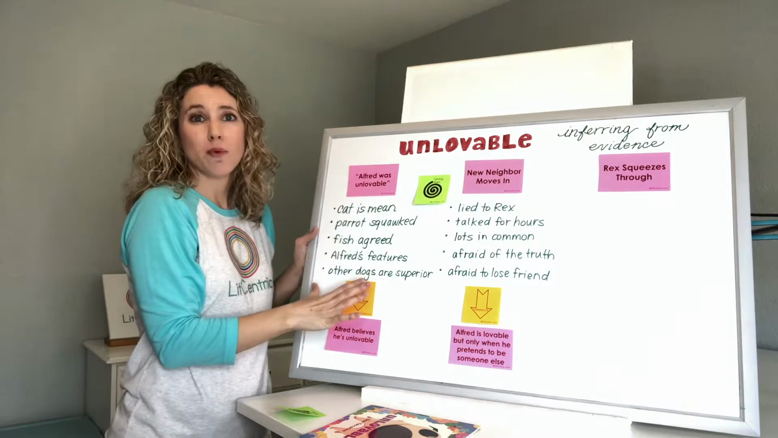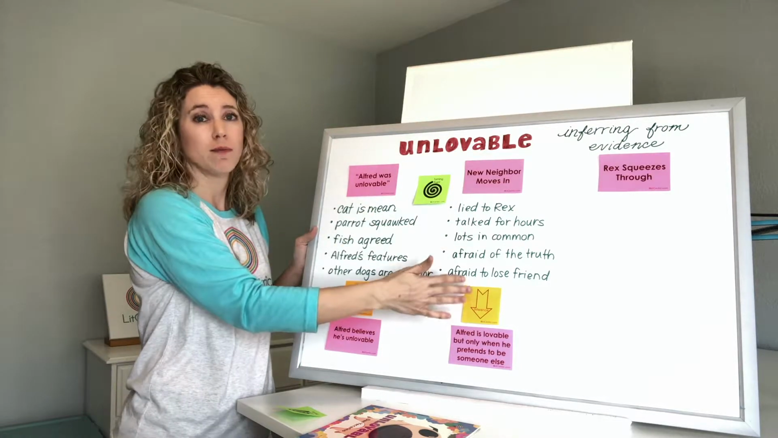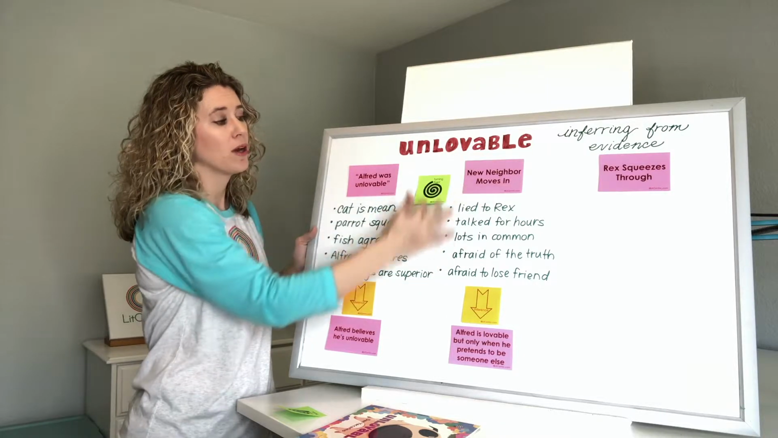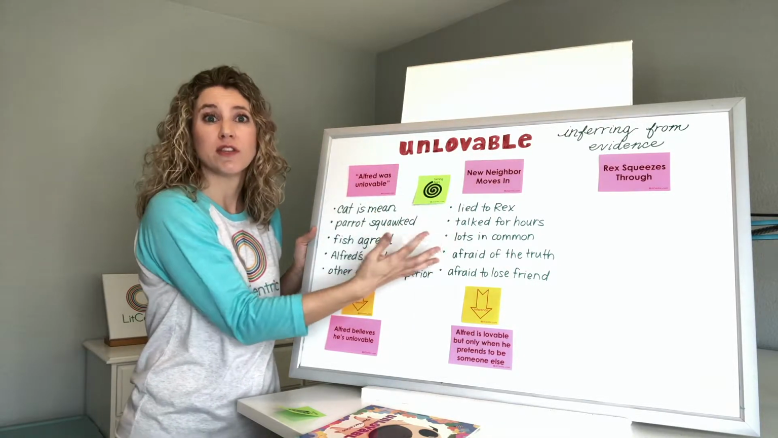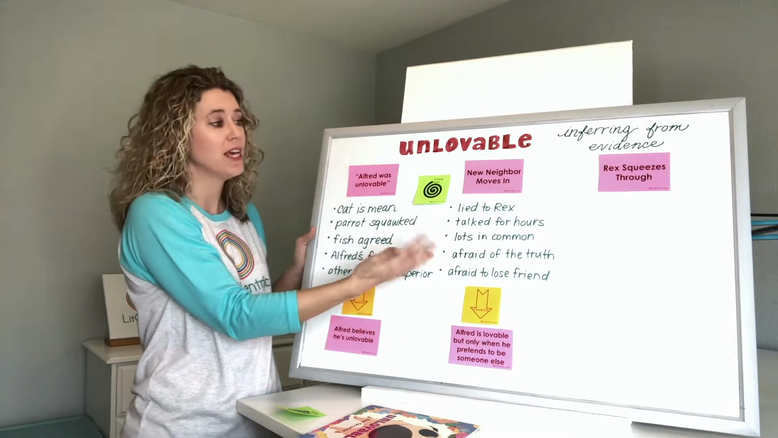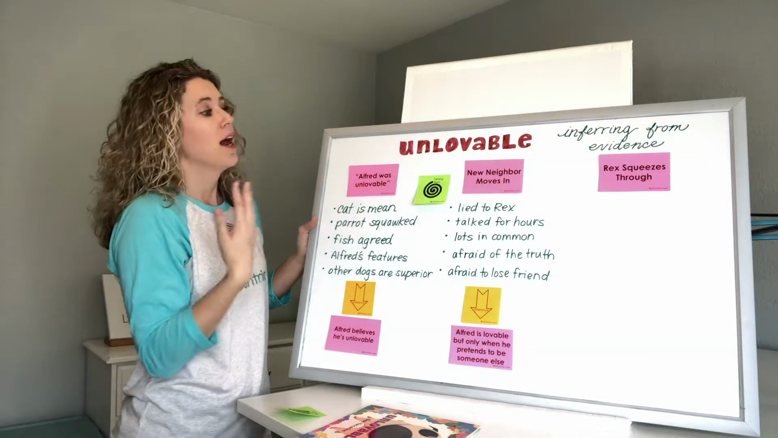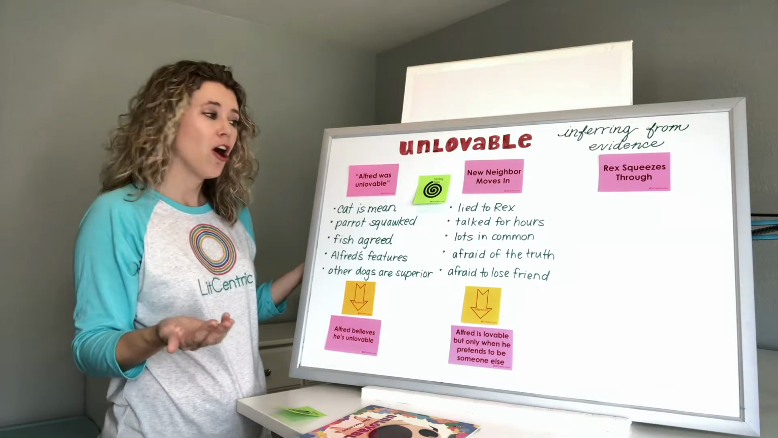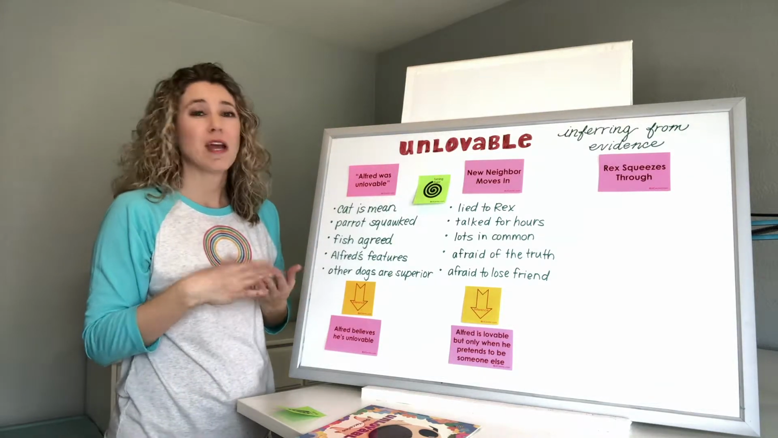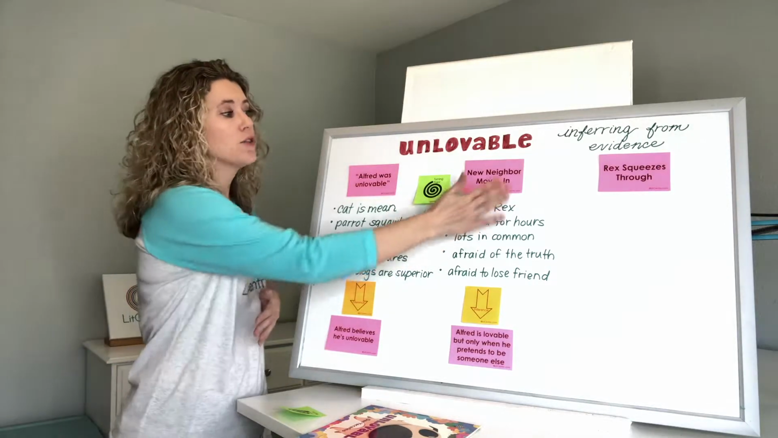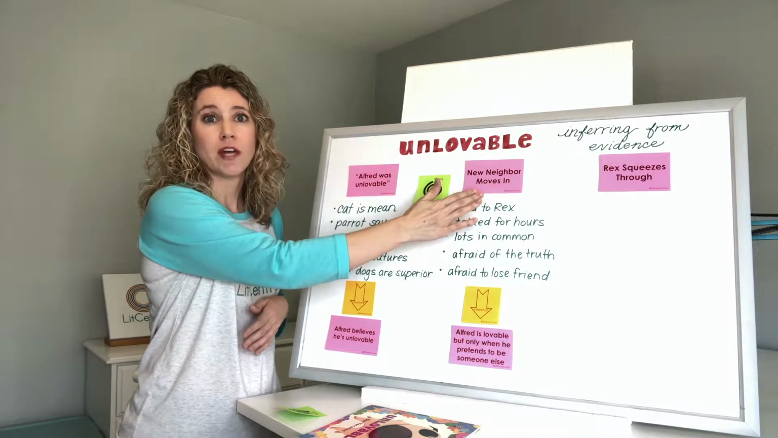Then we follow the same process like we did in column 1 for column 2. What evidence do we have that goes along, or what events follow this turning point of the new neighbor moving in? Alfred lied to Rex. They talked for hours. They have a lot in common. He's afraid to tell Rex the truth because he's afraid of losing that friendship. All of those things happen as a result of that turning point.